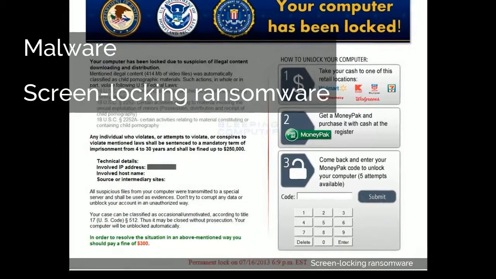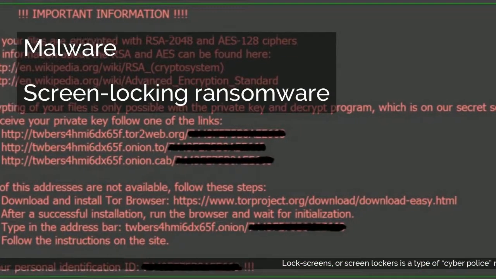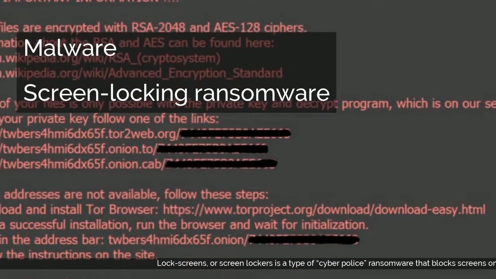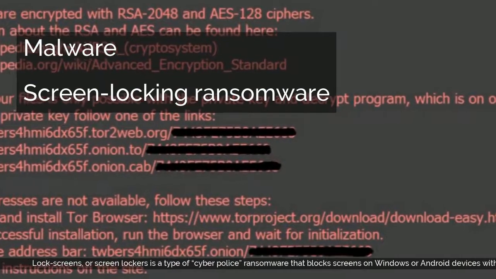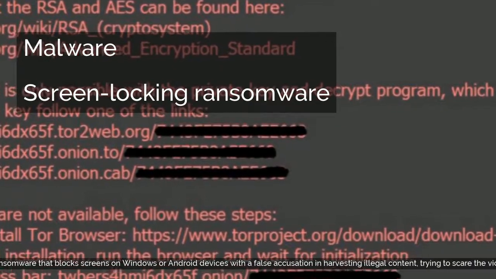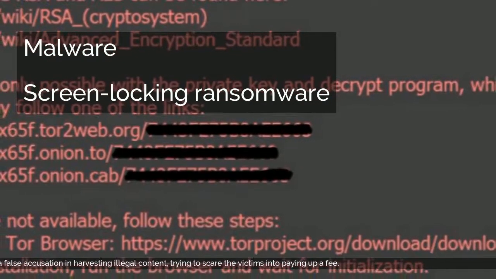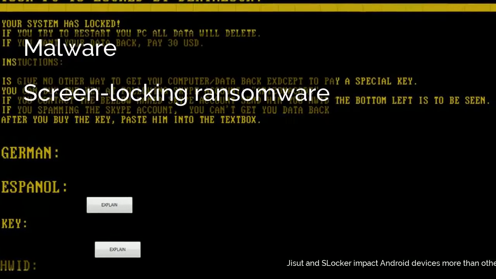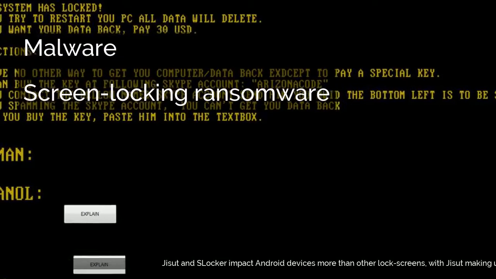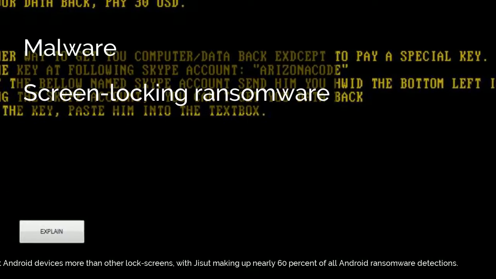Screen locking ransomware. Lock screens, or screen lockers, is a type of cyber police ransomware that blocks screens on Windows or Android devices with a false accusation of harvesting illegal content, trying to scare the victims into paying up a fee. Jisut and Slocker impact Android devices more than other lock screens, with Jisut making up nearly 60% of all Android ransomware detections.